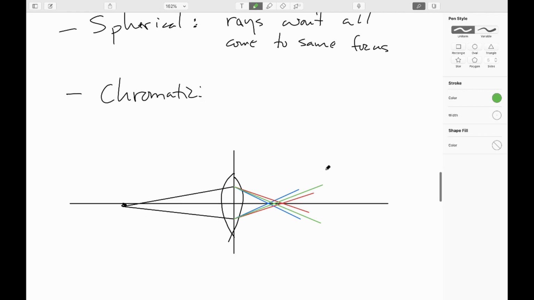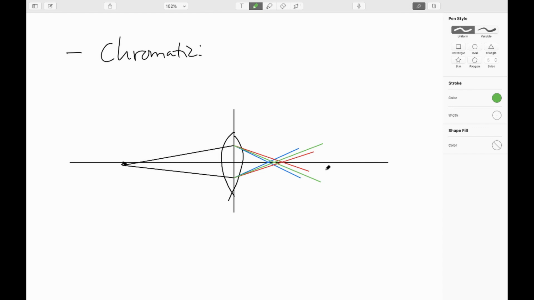Then finally, you can have coma. Coma can be due to a variety of things. For instance, you can have irregularities in the grinding, so quality control issues that cause not everything to come to a nice circular dot. Instead, it'll look kind of like a comet's tail, thus coma.